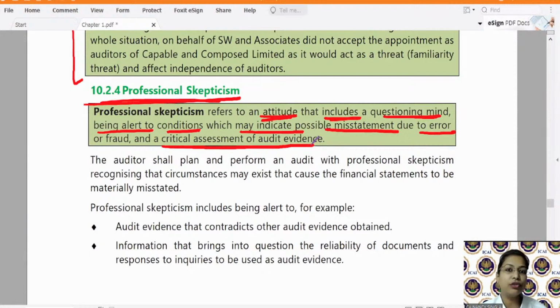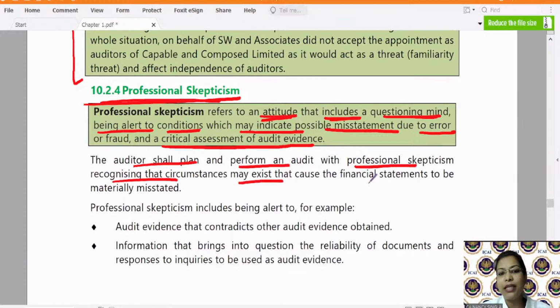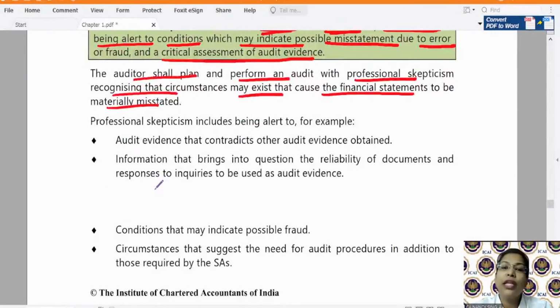I'll ask a number of questions to the organization, to the management, that tell me what is this document all about. Let's say a building has been purchased: why the building has been purchased, where is it, at what price it was purchased, from whom it was purchased. So I'm asking a number of questions. So the auditor shall plan and perform an audit with professional skepticism, recognizing the circumstances that may exist that cause the financial statement to be materially misstated. For example, you may get a direct question in your exam that gives some examples where the auditor needs to be alert and apply professional skepticism.